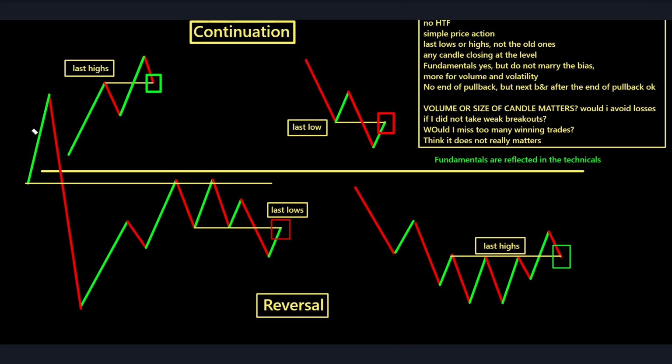So it's a reversal always on the lower time frame, and I don't care. I'm not looking at the high time frame. This was another question that I was asking myself. Volume or size of the candles matters.